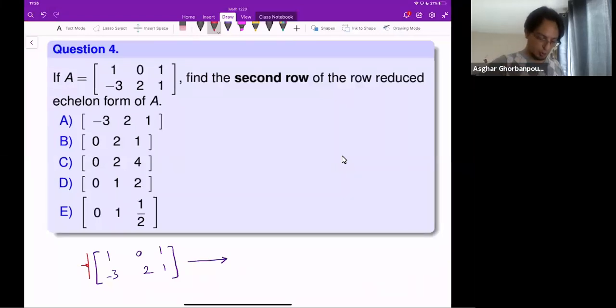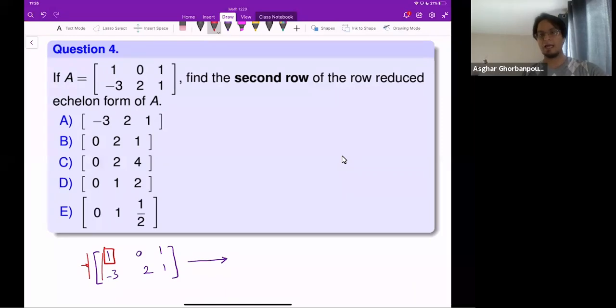I see there are two entries in the first column which are non-zero. I choose one of them to be my first leading one. Okay, so this 1 is in the right place. It is 1, so I choose that to be my leading one. Then you have to make everything else in that column 0.